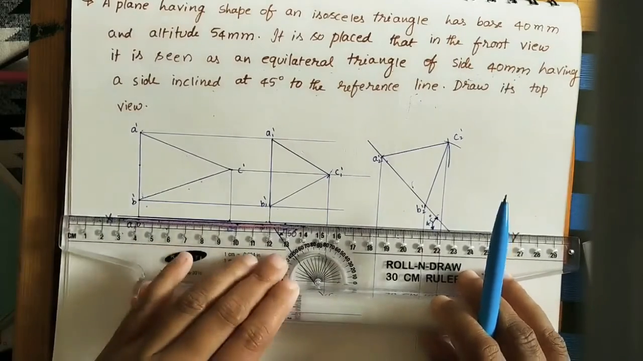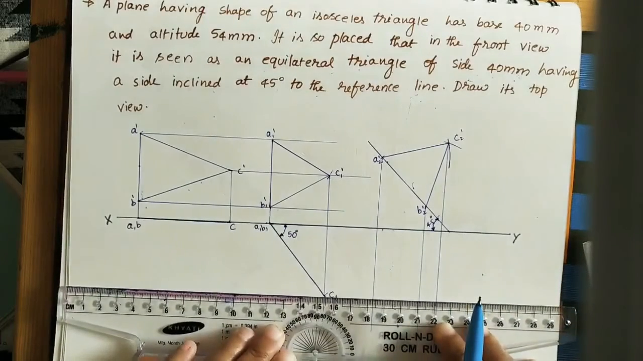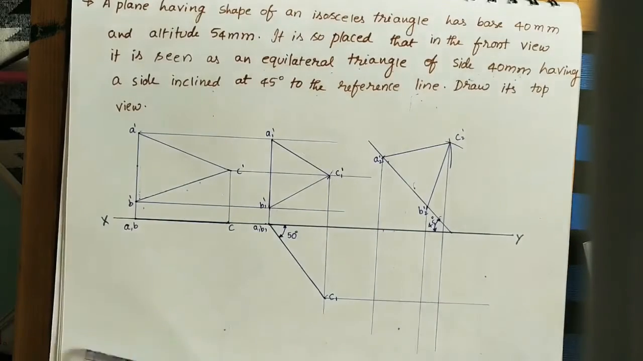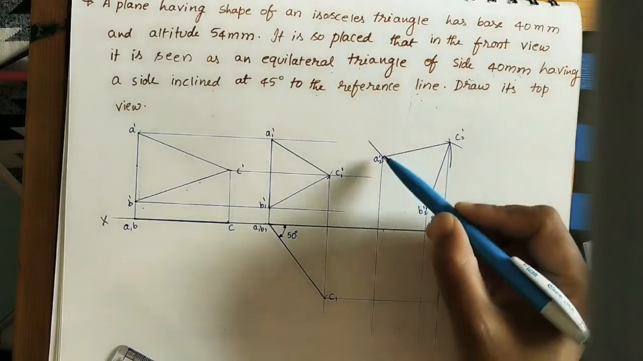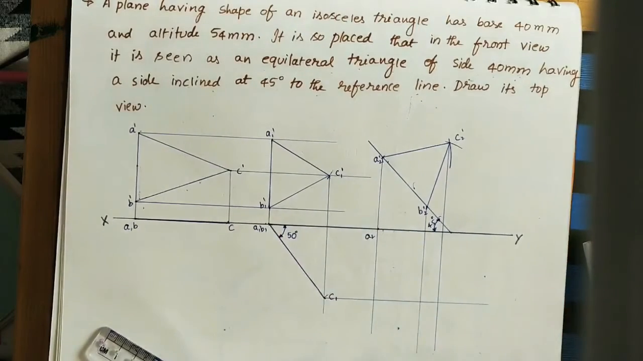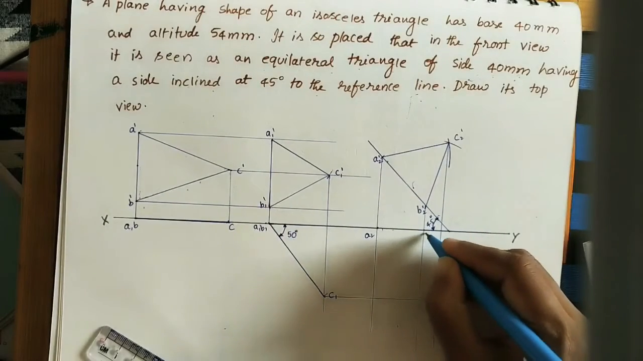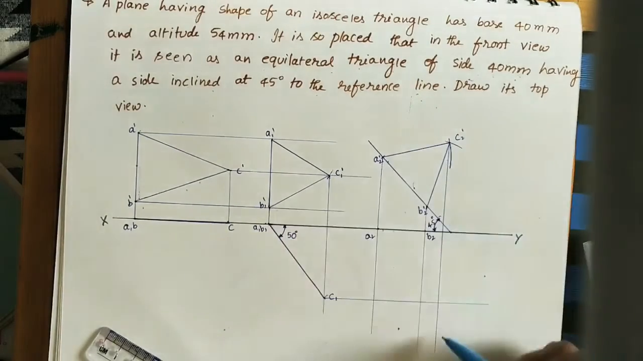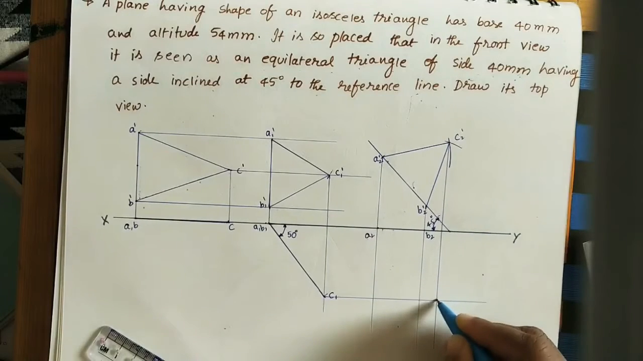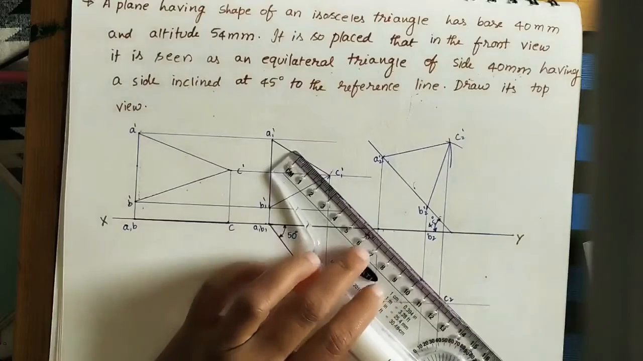So on the XY line, we are getting A and B. Just do the line here, and here also do one line. Now take the intersection points. A vertical line, A horizontal line: take this as A2. Next, B vertical line, B horizontal line: take this as B2. C vertical line, C horizontal line: take this as C2. Now join all these points.